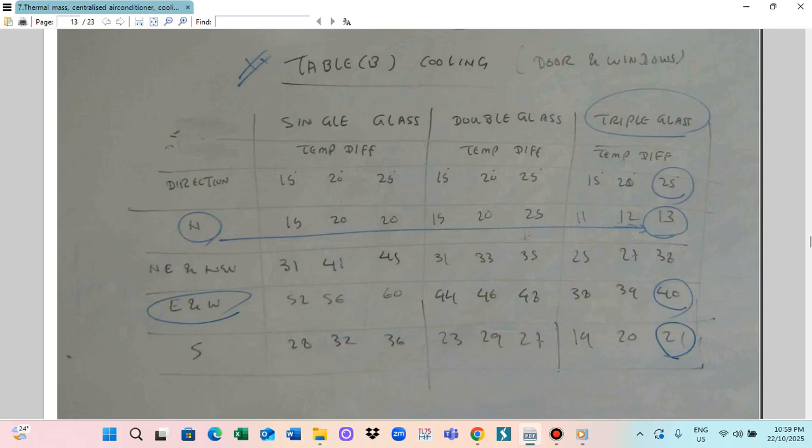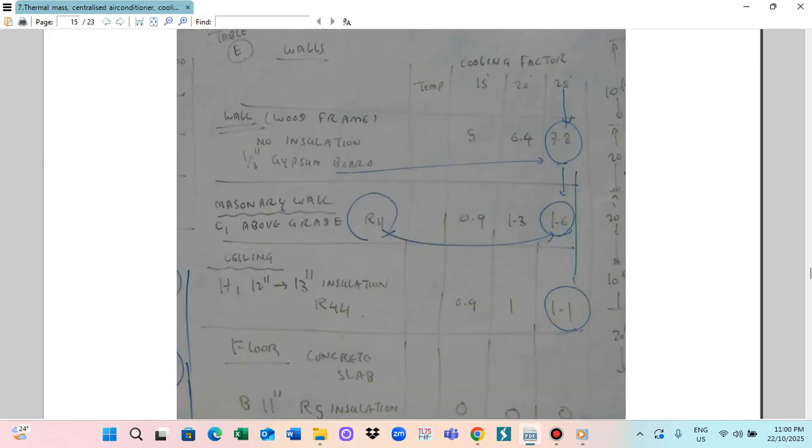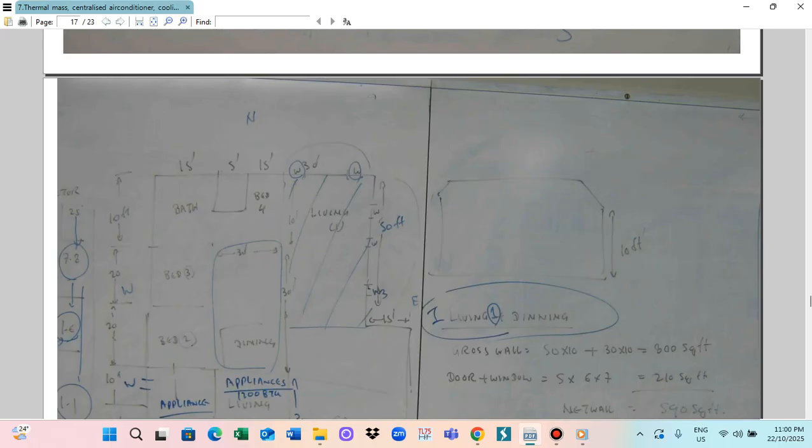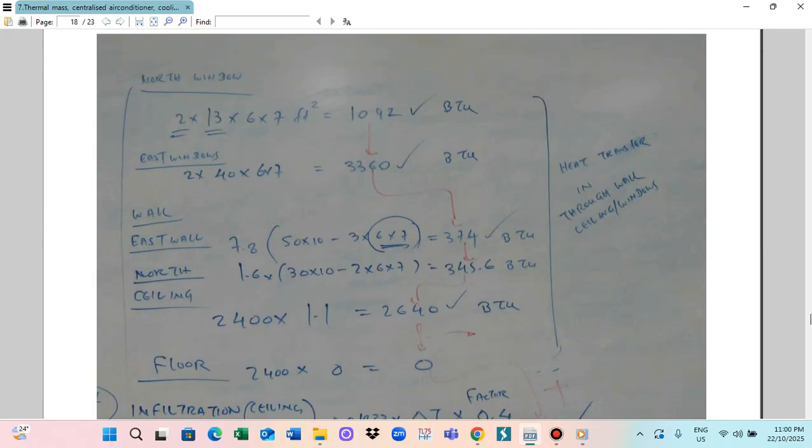Temperature difference is 25. So in reality, for 25 that should be 13. But in the program it is 27, so more than 25. More than 25, you have to utilize the factor 13. Because of this, the factor is 13. Window factor 13. So this is the north window. 2 windows, factor 13, multiplied by the size of the window.